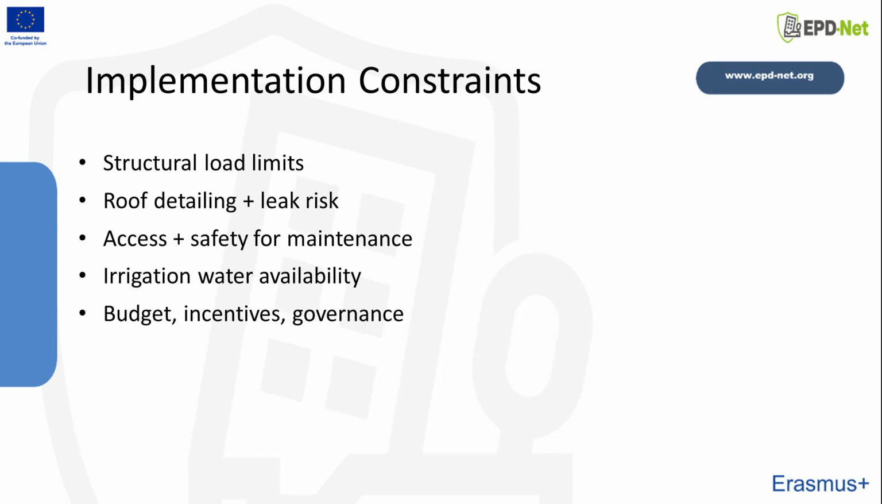Implementation constraints are where many planning proposals fail. Structural load limits can eliminate intensive designs on existing buildings. Roof detailing and leak risk matter, especially around penetrations and edges. Safe access for maintenance is often neglected, yet maintenance strongly affects long-term performance. Irrigation can be a requirement for thermal benefits in dry climates but may be infeasible due to water scarcity or policy. Funding and governance matter too. Incentives, mandates, and responsibility for maintenance determine whether a plan becomes a built project or a shelf report.